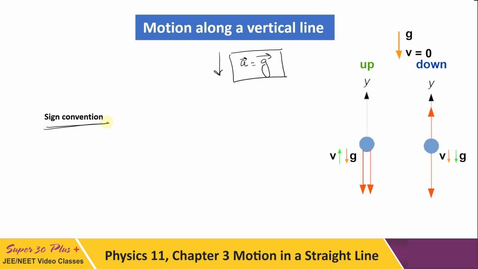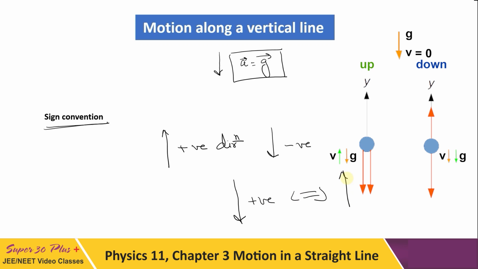Sign convention should be according to your convenience. If you are taking the upward direction as positive, then whatever kinematical quantity is in the upward direction has to be taken as positive, whereas downward as negative. And this is true for all types of motion, whether it is upward motion or downward motion. You can conveniently consider downward as positive, then of course upward would be negative. So this sign convention has to be according to your convenience.